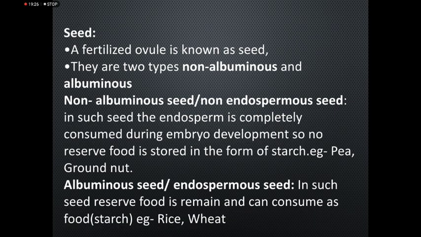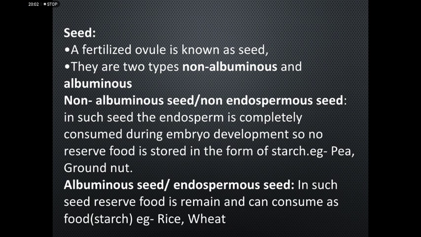Then we move to seed. A fertilized ovule is known as a seed. That means only after fertilization is a seed produced. There are two types, non-albuminous and albuminous. Non-albuminous is otherwise known as non-endospermous, and albuminous is otherwise known as endospermous.